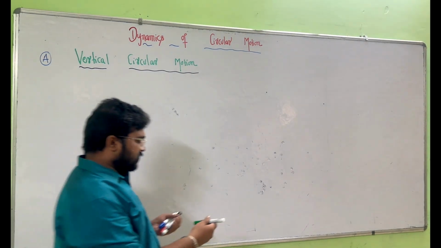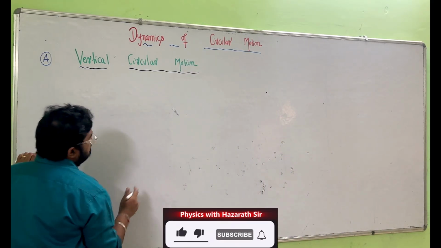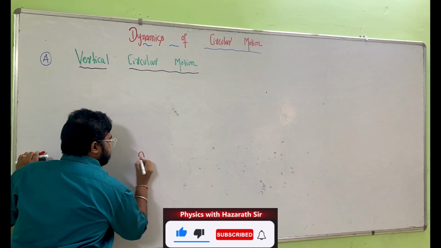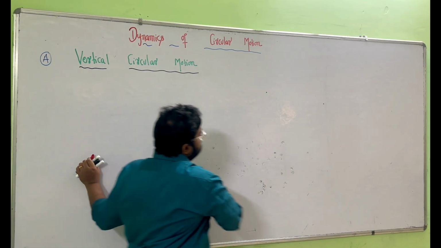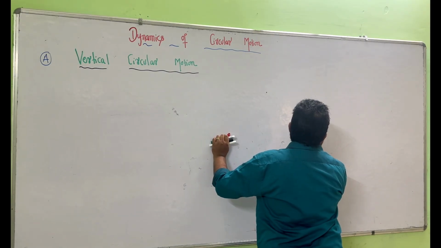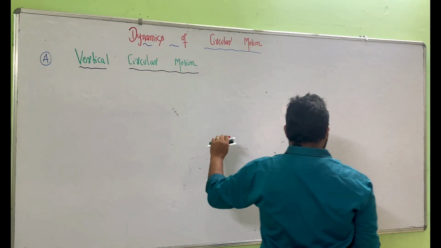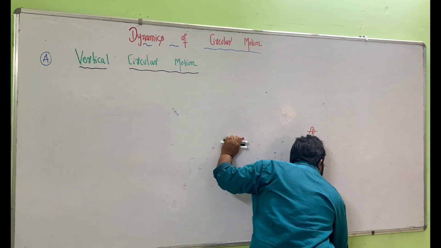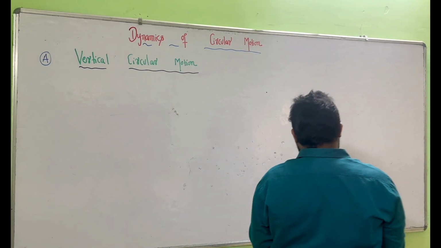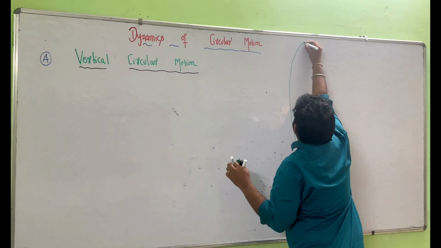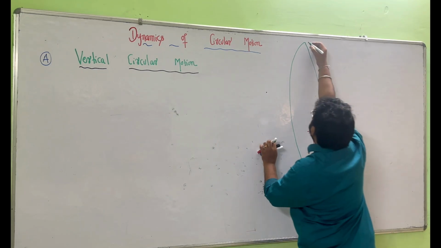Okay, so here, vertical circular motion. See this, a particle is in vertical circular motion. Here it is the pivot point. Okay, it's a thread or string. Here a point mass is attached. This is in vertical circular motion, from here to here.